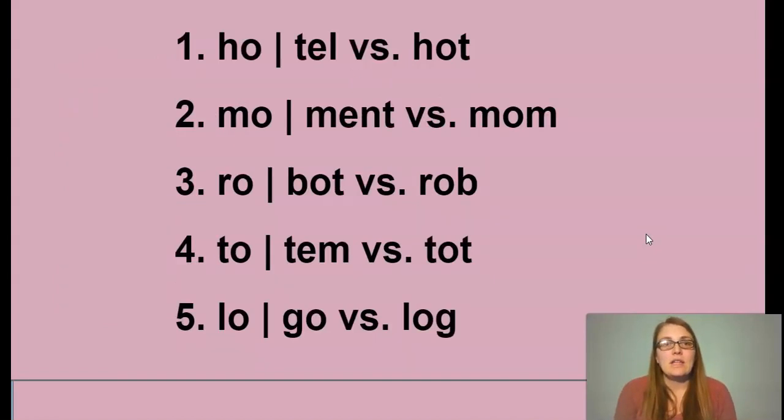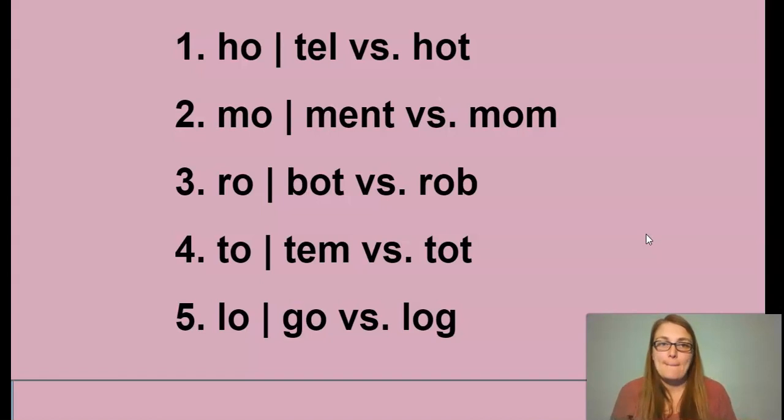Okay, here's a list of words. So just like when we had the long a sound, when you have an o at the end of a syllable of a multi-syllable word, it's going to make the o sound. So looking at number 1, we have hotel versus hot. The o in hotel makes an o sound, whereas the o in hot makes an ah.